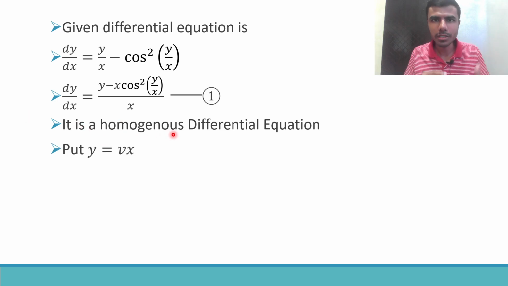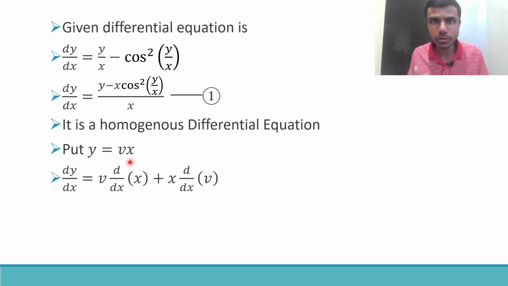Now, since it is a homogeneous differential equation, the technique is pretty simple. Just take y as vx, the standard way. Now, y is equal to v into x, a function into a second function. So when I differentiate both sides with respect to x, I'll have to use the uv rule of differentiation. So dy by dx is nothing but v into the derivative of x plus x into the derivative of v.